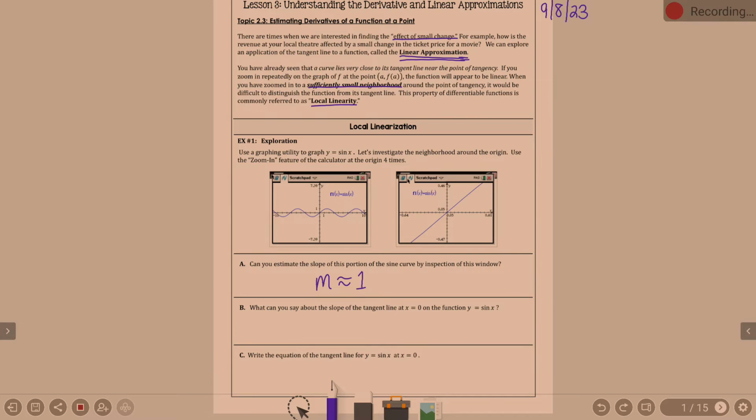So let's see, in my notes I have written the slope of the tangent line at x equals 0 is 1 on the curve y equals sine x. So the slope of the tangent line is 1 at x equals 0 on y equals sine x. That's just putting it all into words.